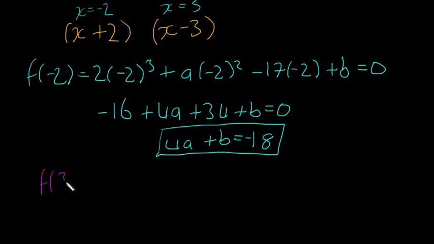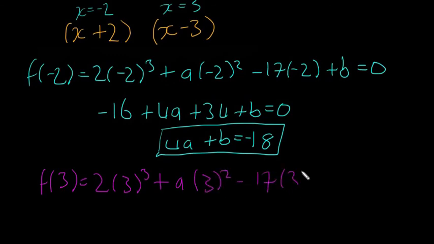f(3) is equal to 2 times 3 cubed plus a times 3 squared minus 17 times 3 plus b is equal to 0. And that's alright. Yep.